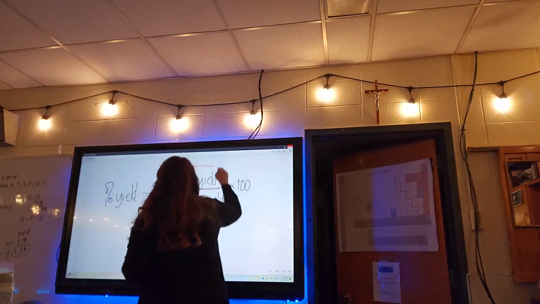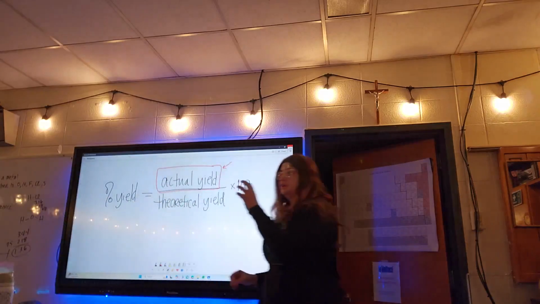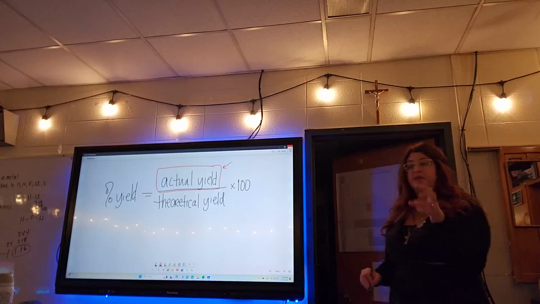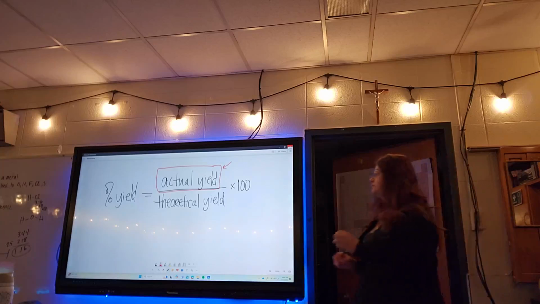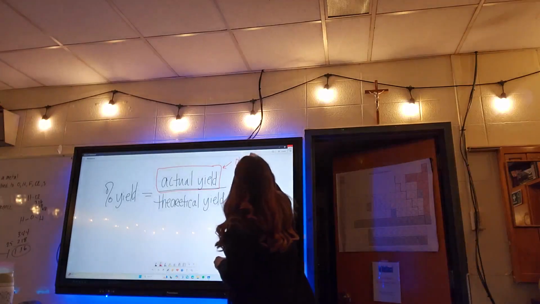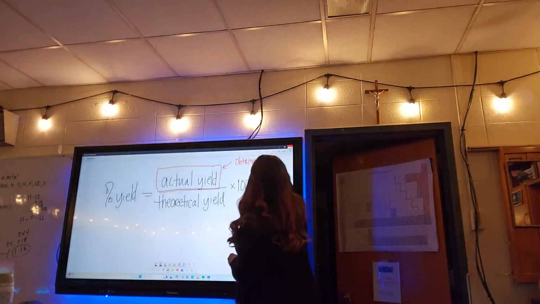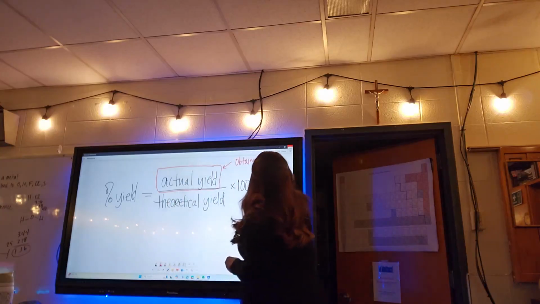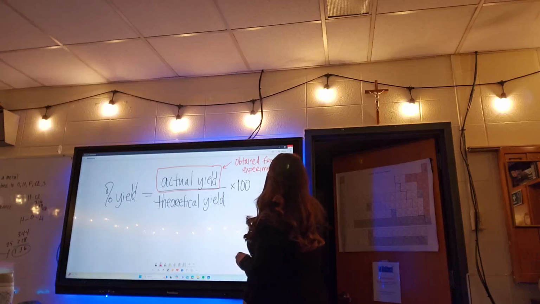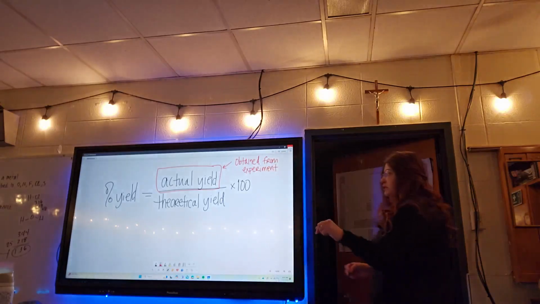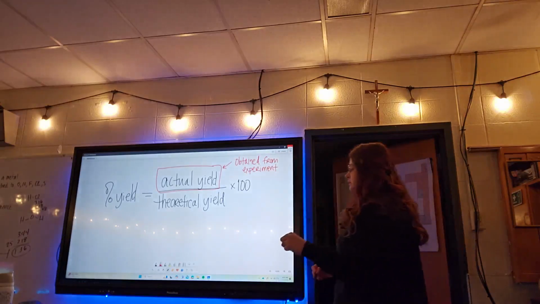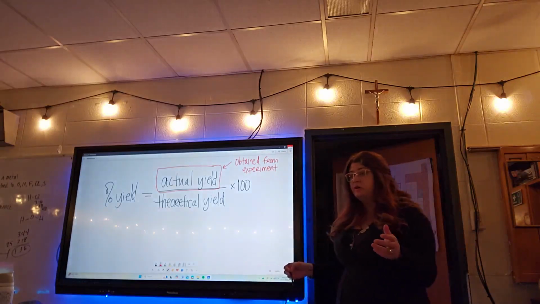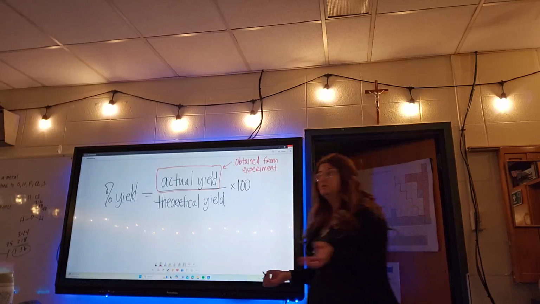The actual yield is the recording that you obtain from doing the experiment. It can't be calculated any other way. So in order to get the actual yield, you actually have to do the experiment. If you don't actually do the experiment, you aren't going to get a percent yield.